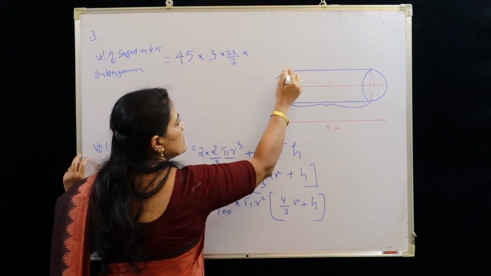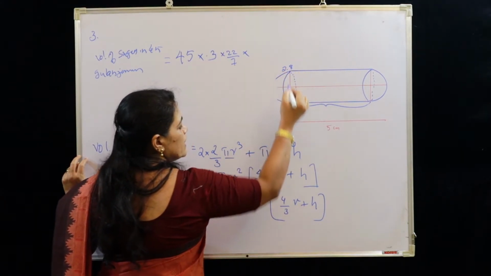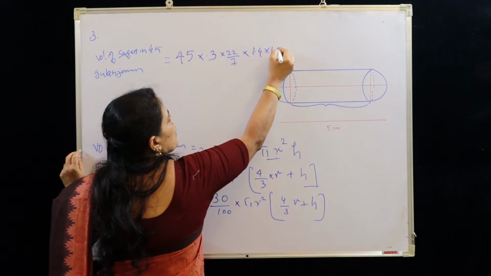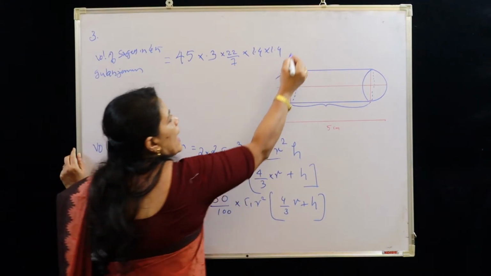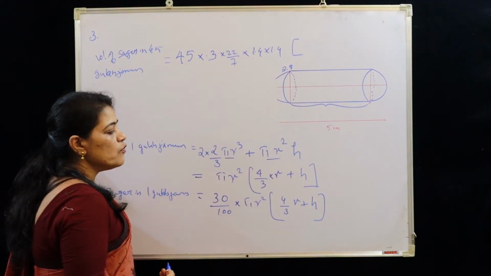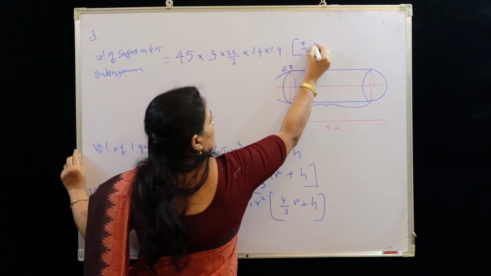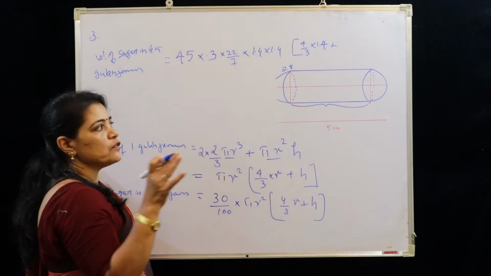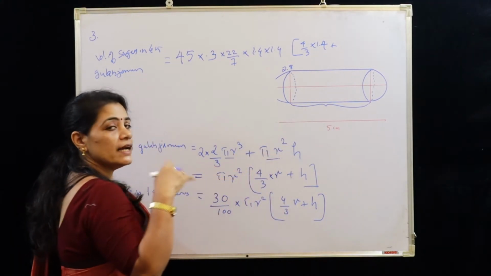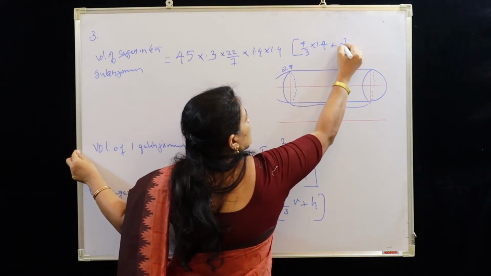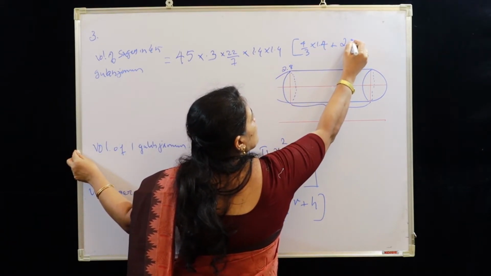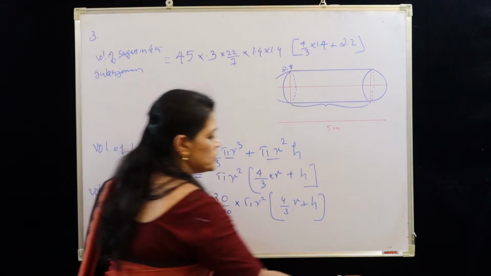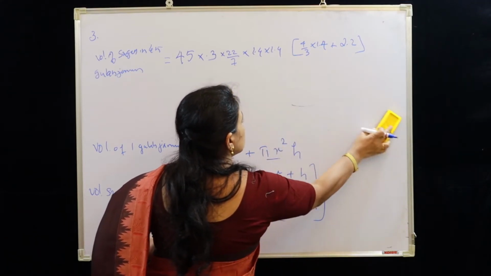R we have seen that here the diameter is 2.8, so r is 1.4. So 1.4 into 1.4 for r square, and in bracket 4 by 3 into 1.4 plus the height of the cylindrical portion, and that we have seen is 2.2. We subtracted 2.8 from 5 and we got 2.2. That is the next calculation. I am going to rub this.